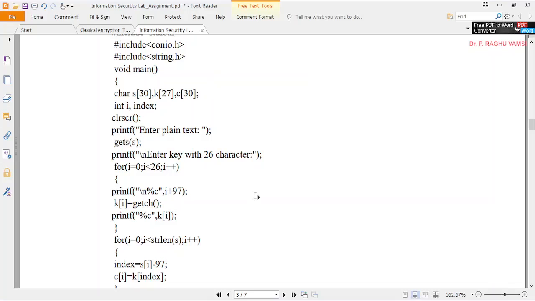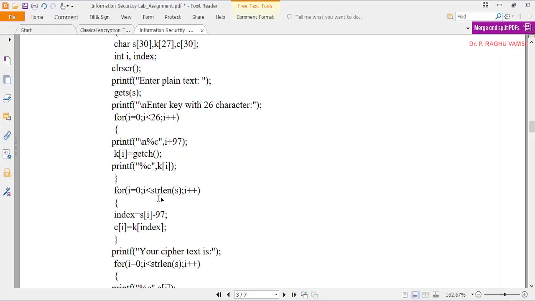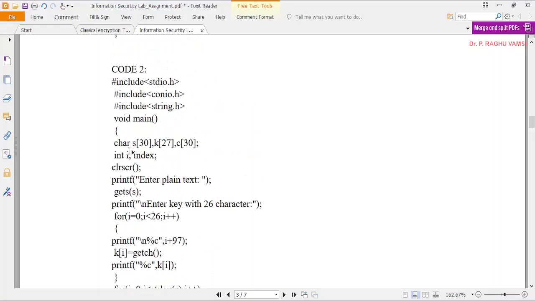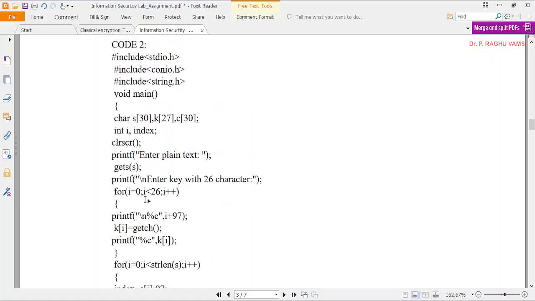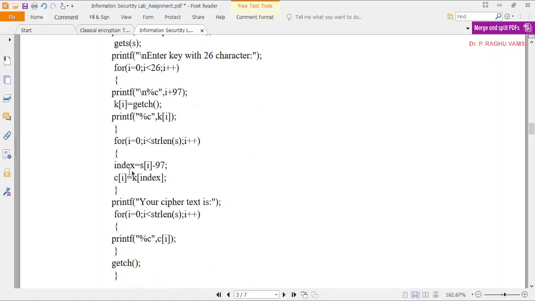This we might have seen in the ASCII character set. So 97, that means we are going to add 97 with this, so that the corresponding character will be obtained. So k of I is equal to getch. Dynamically we are going to collect this particular character and printf of k of I. And for I is equal to 0, I less than string length of s. What is string length of s? The plain text that you have taken. I plus plus, index is equal to s of I minus 97. Whatever the first character is, s of 0 minus 97, whatever you get will be in the index, and ciphertext of I is equal to k of index, that will be placed here.